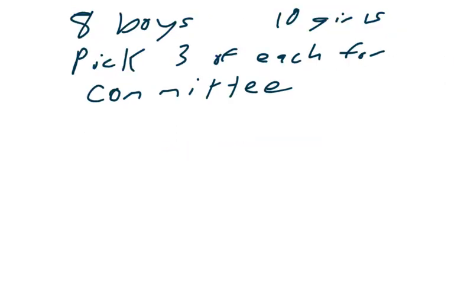Alright, the last type of problem is also a combination. So over here I'll do the boys. We're going to take 8 boys and pick 3 of them, which means I'm going to divide by 5 because 8 minus 3 is 5, and divide by 3. And so I wind up with 56 different ways that I could choose the boys.